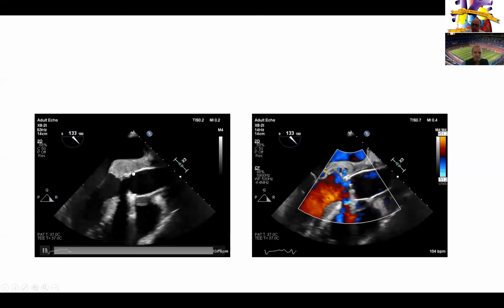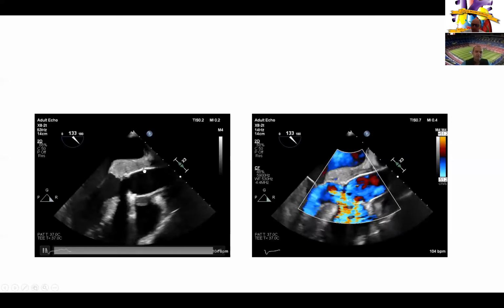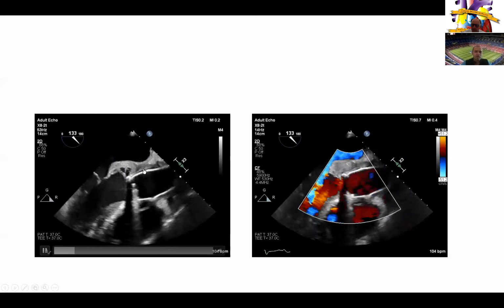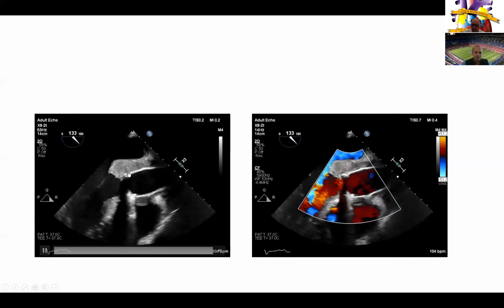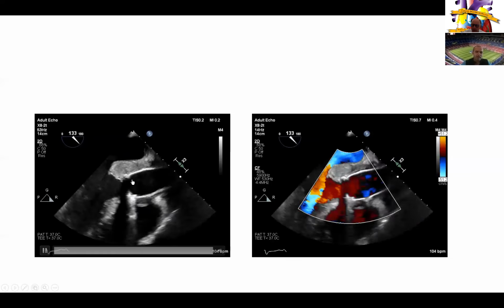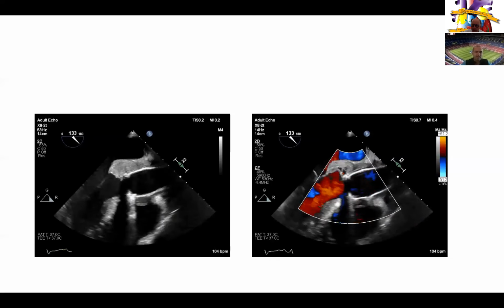You can see the thickening around the prior Bentall procedure as well. So this is consistent with a large aortic root abscess. And then here, you don't get a good appreciation whether there's AI. There's not significant AI here.